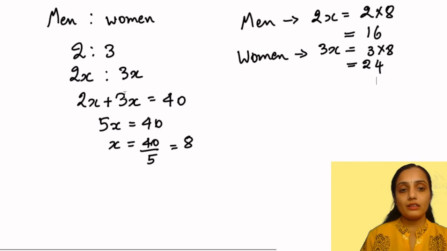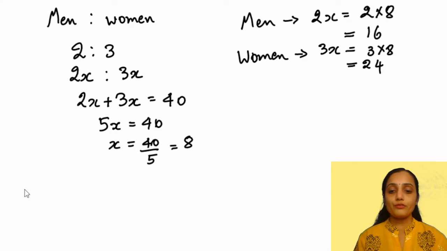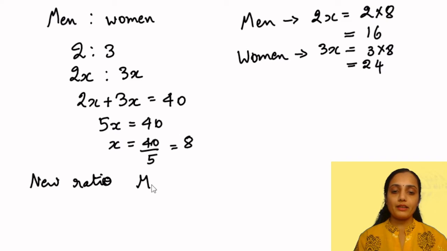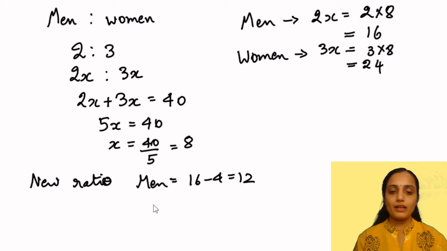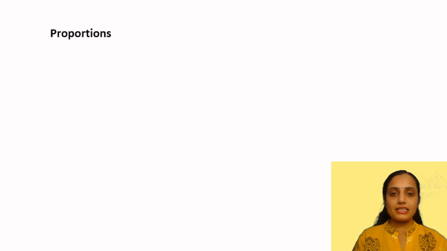So these were in the beginning. And if 4 men leave the room, what is the new ratio? So if 4 men leave the room, that means the new ratio is men are 16 minus 4 gives us 12, and women is 24 itself. They have not changed. So the new ratio is 12 is to 24, which simplifies down to 1 is to 2. So the next thing that we will be seeing is proportions.